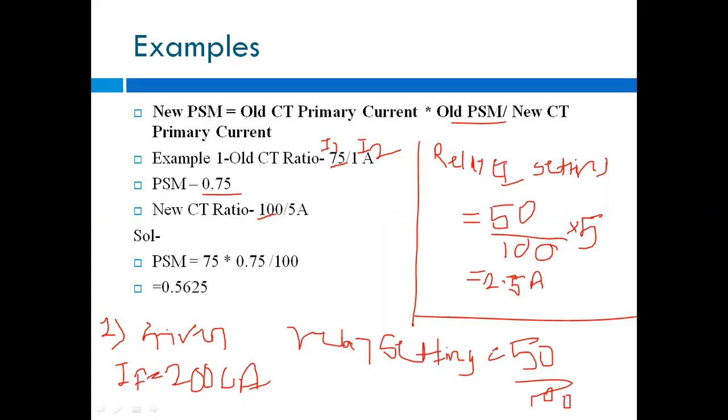So the fault current is given, that is 2000 ampere, divided by your relay current setting, that is 2.5 ampere, into your CT ratio, that is 400 by 5 ampere. Just solve this.